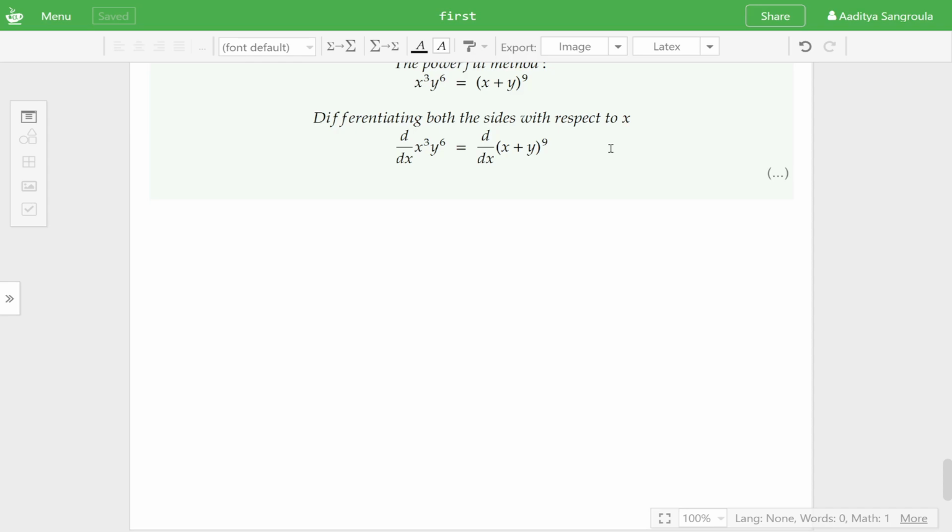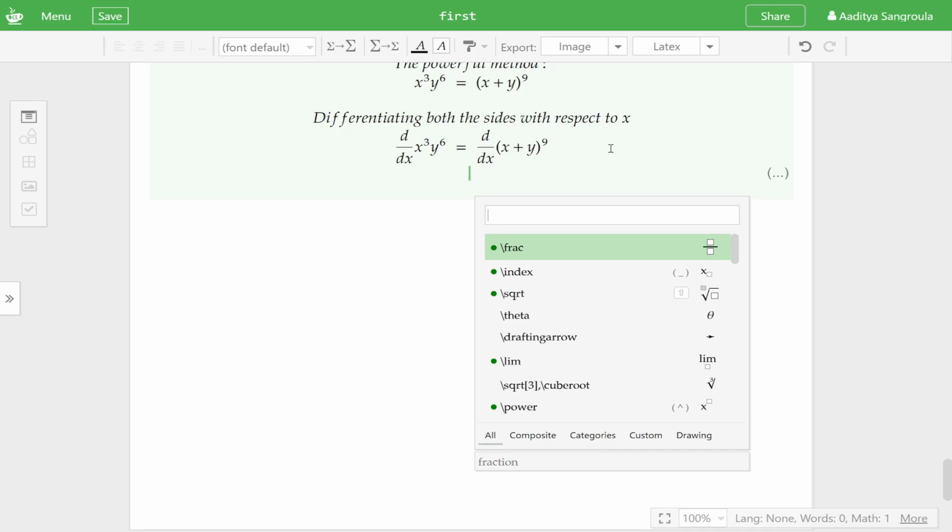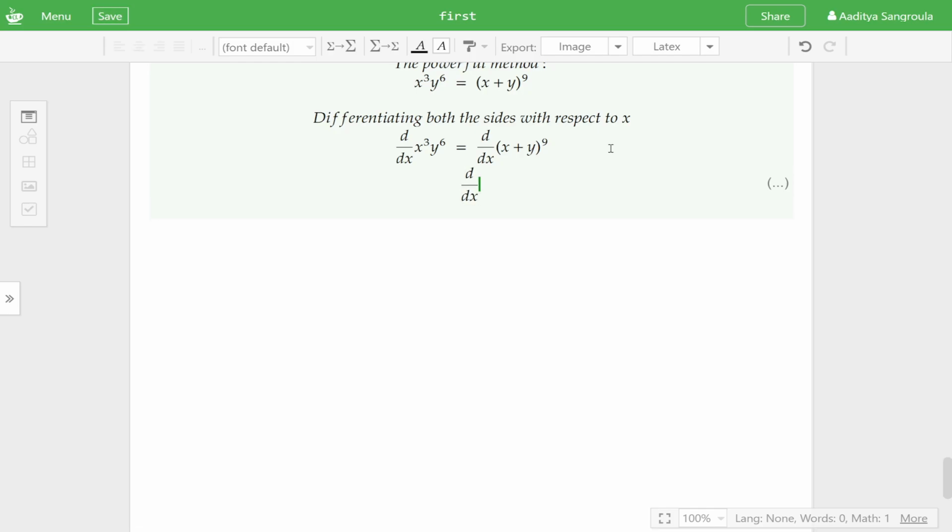firstly we want dy over dx, so we want to remove the extra things that are out there, right? So how do we do that? Well, we can do that from here. d over dx of x cubed plus y to the 6th power. So it's going to be the same here. Well, what did I do?